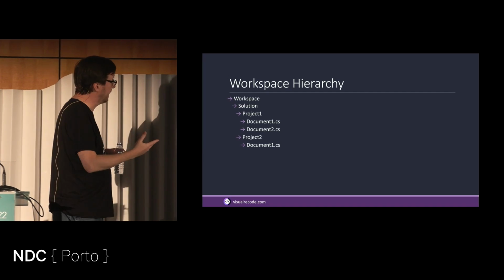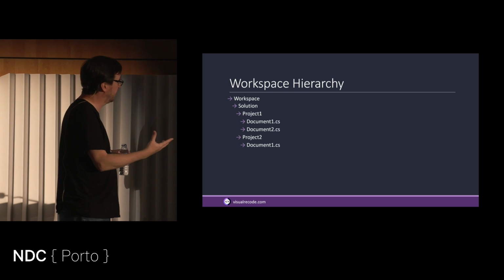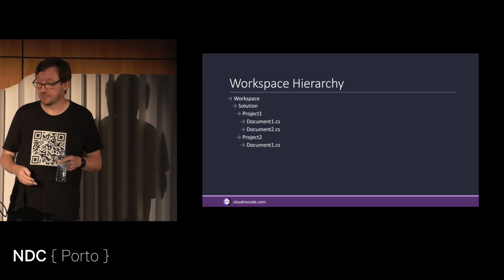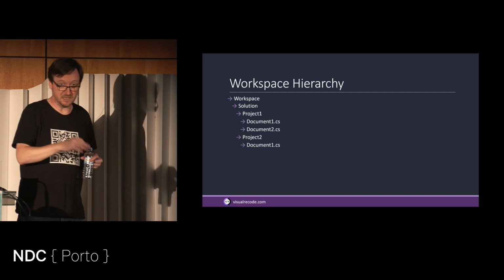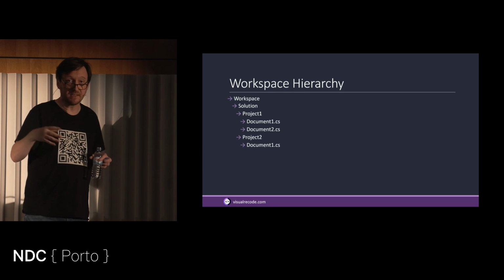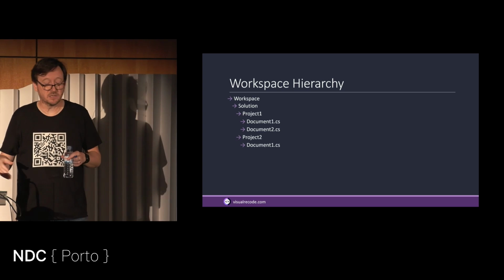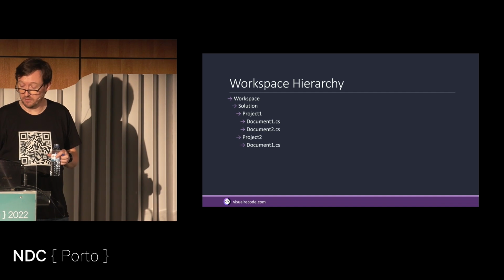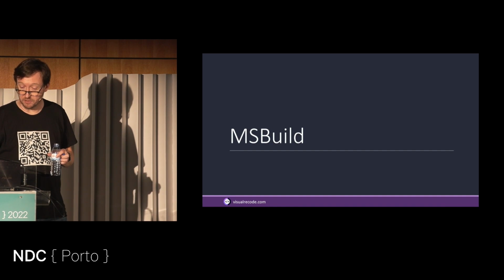So your workspace has a solution, and your solution has one or more projects, and your projects have documents. And not all of those documents are C# files. They could be JSON files, so your appsettings.json, that's a document. And so we have to check when we're going through documents to make sure that they are actually C# documents.